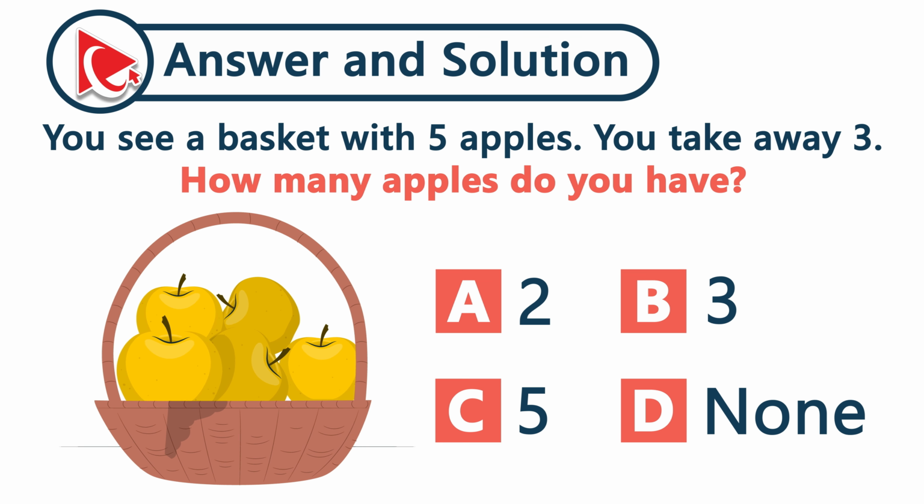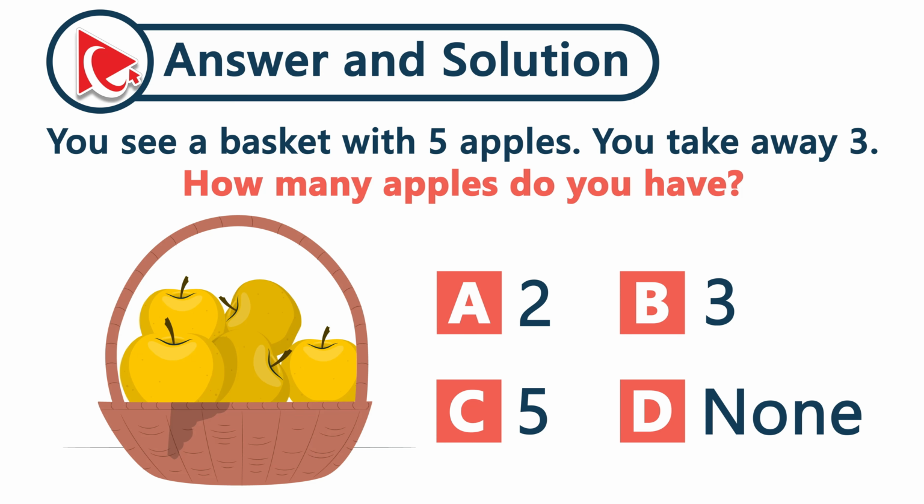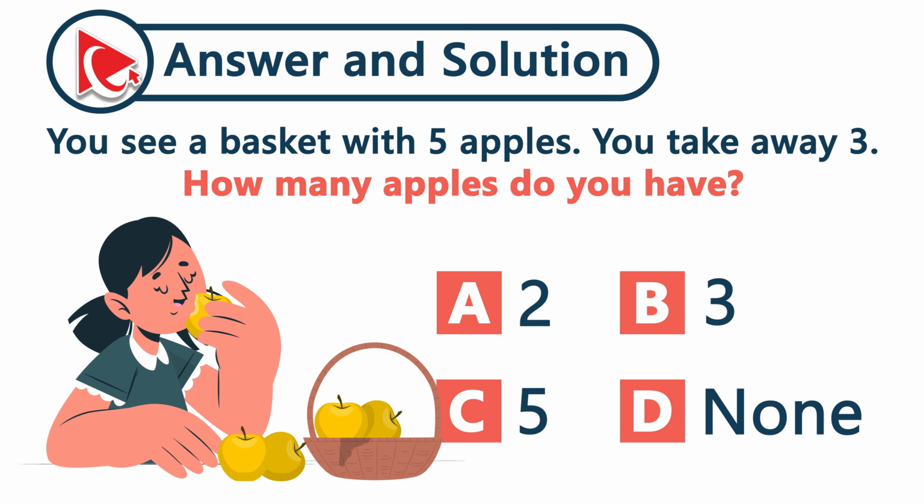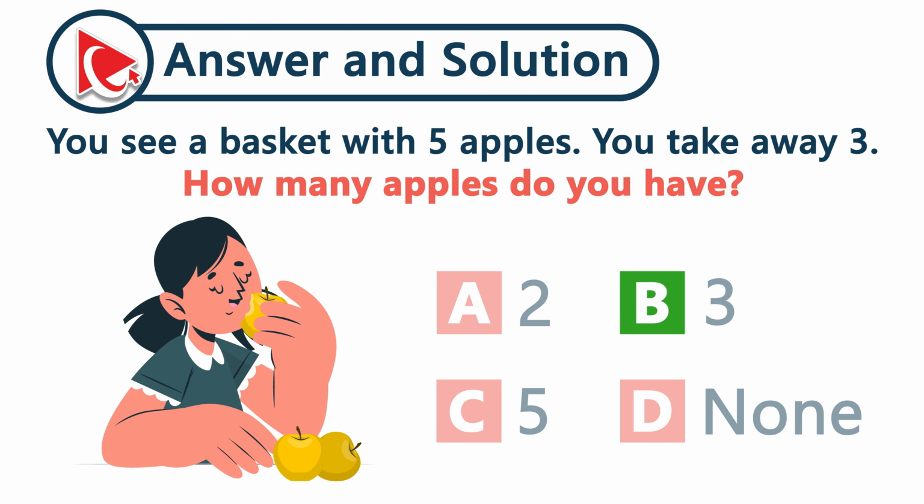Sounds like a trick, right? Let's break it down. You see 5 apples, but that's just a setup. Then you take away 3. So which apples do you have? Think carefully. You now possess the 3 apples you took. Doesn't matter how many apples are left in the basket. The question asked how many apples do you have? So the final answer here is choice B, 3.